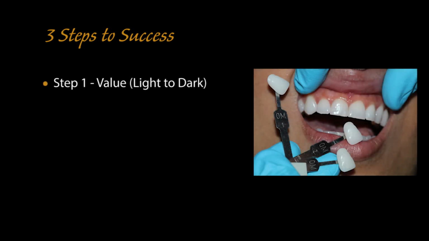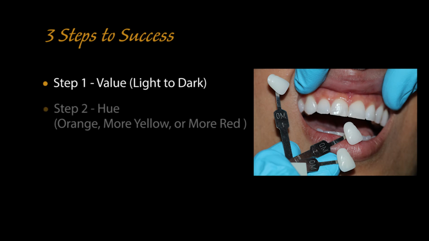I hope you bore with me through that whole process of the philosophy of understanding how to pick a shade. Now we want to get right down to the fundamentals of picking a shade. We're going to break this down into a 3-step process. The very first thing we're going to do is pick value, because as we said all along, value is the most important thing to pick. So step 1 is picking value, again, light to dark. Step 2 is going to be picking the hue. So we're going to be picking the orange, the red, or the yellow.